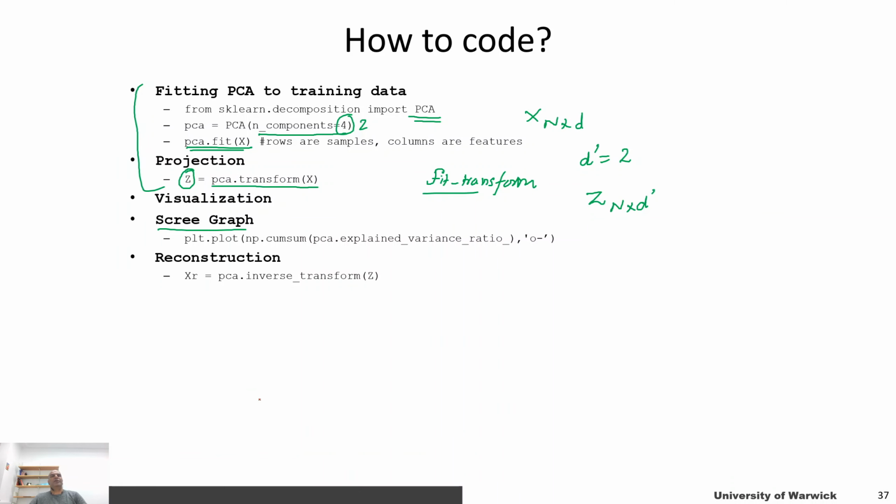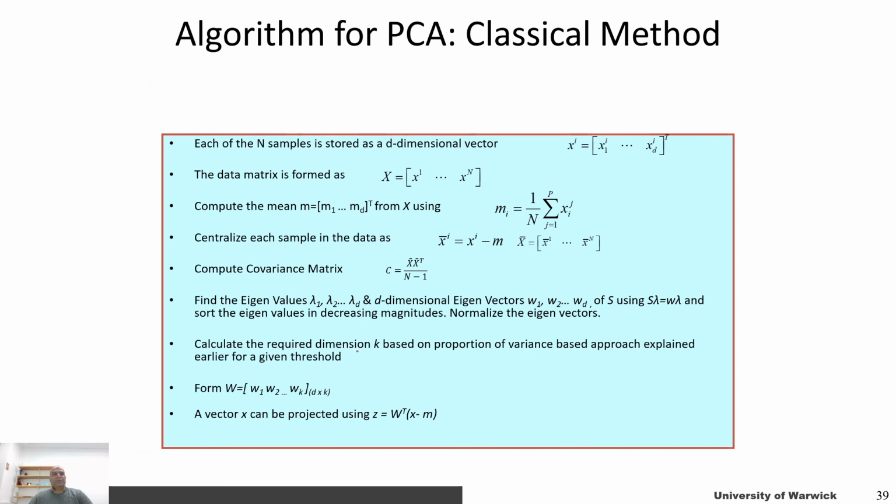This is how you can generate this scree graph. Essentially, we are accumulating how much explained variance is captured for each given dimension, and then we are just plotting it. Okay, so that's really nice. So this is the algorithm. Just to summarize, you're given a data set of n examples, and you have each sample expressed in d dimensions. This is the data set you have.